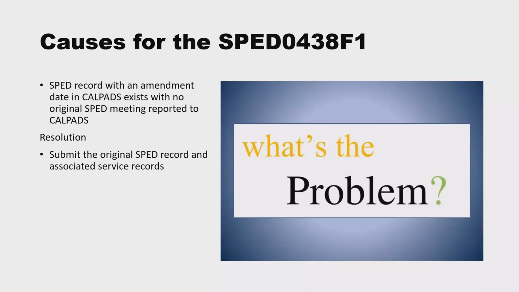How you go about doing this largely depends on your special education system. You may have to delete the record in CALPADS, the amended record, and the associated services, then submit the original and those services, and then the amendment record and those services. If you do not have that limitation in your SEDS, I would suggest going with the easiest method first, which is to try submitting the SPED record.